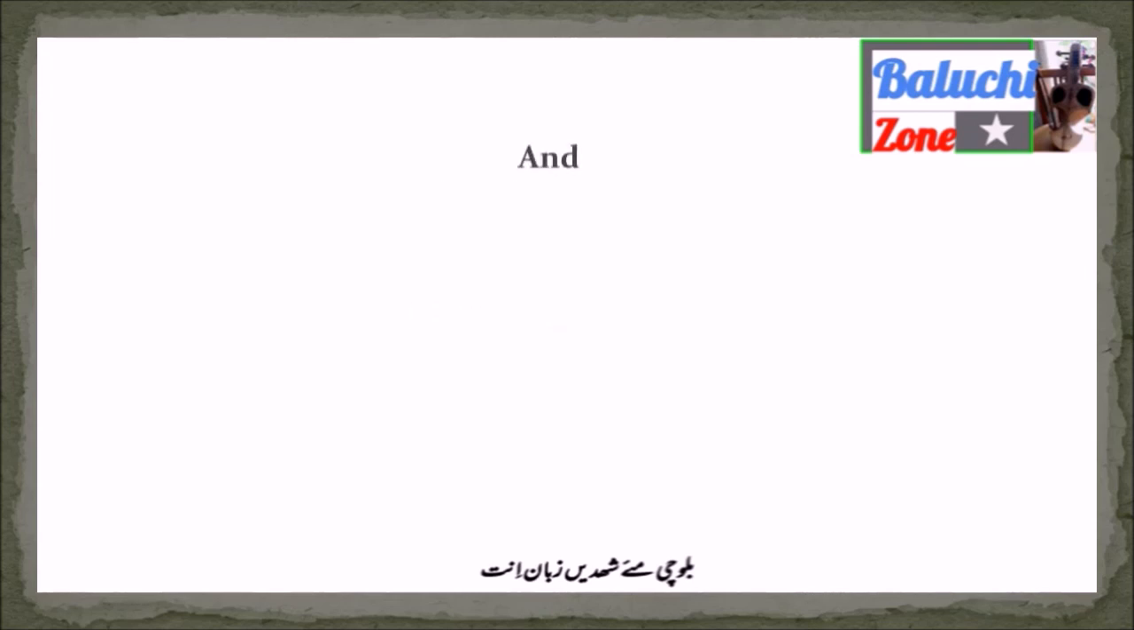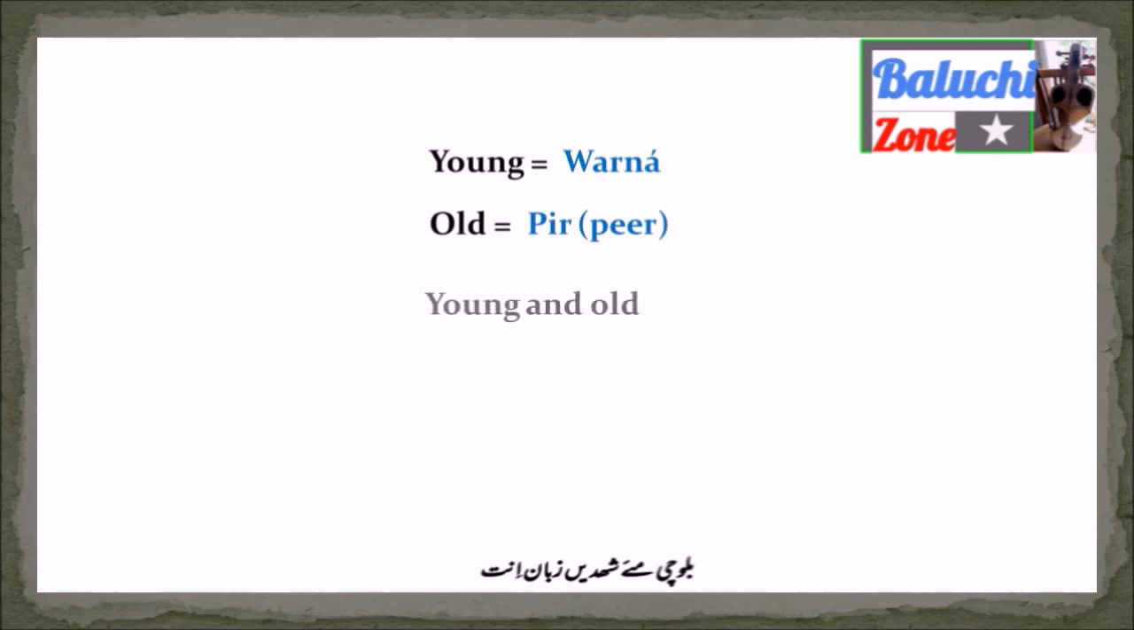To say and in Balochi, we say o, o. To say young in Balochi, we say warna, warna. To say old in Balochi, we say peer, peer. Now try saying young and old. Warna o peer.